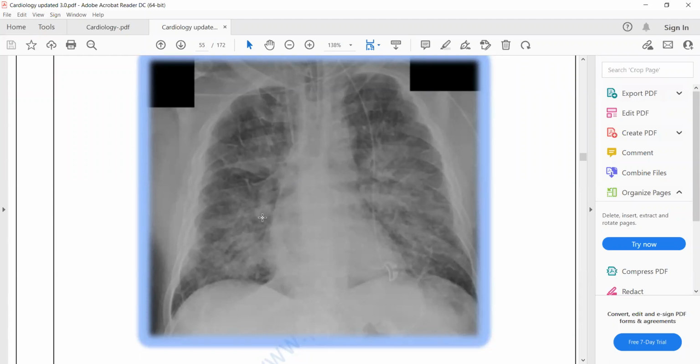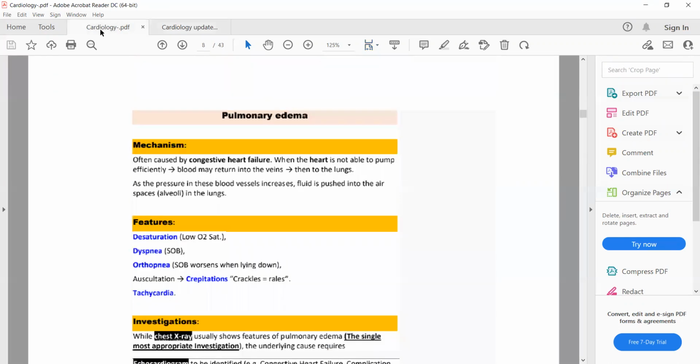See, this is a wing and this is also a wing, and on this side as well. So on X-ray, two types of features can be present: curly lines and bat wing appearance of hilar vessels. This is how we are going to diagnose pulmonary edema on chest X-ray. So if they ask you about the investigation to diagnose pulmonary edema, then it will be X-ray.